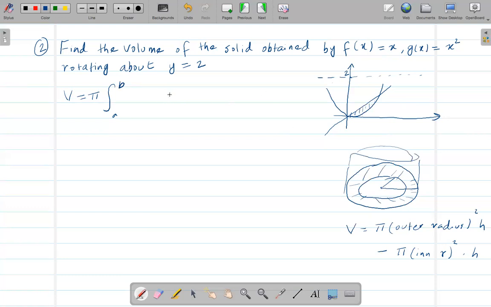So in this case, since we're saying the center is 2, from this center, from here, the outer radius will be this g of x equation, and the inner radius will be f of x, right? So from 2, if this is the center, then this g of x will be the outer radius, like I said here, and this f of x will be the inner radius.